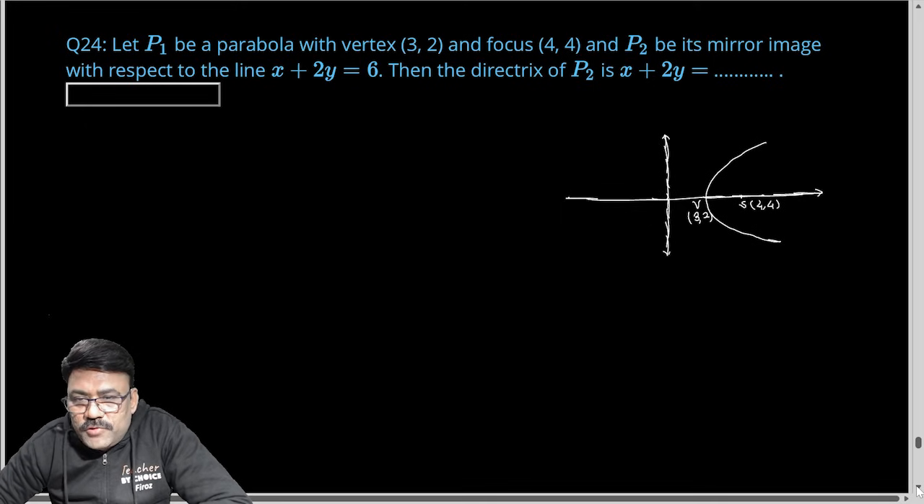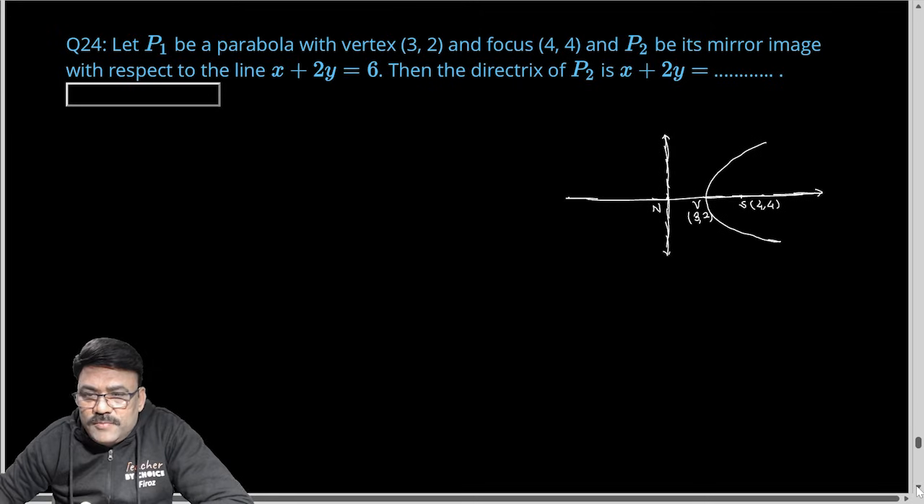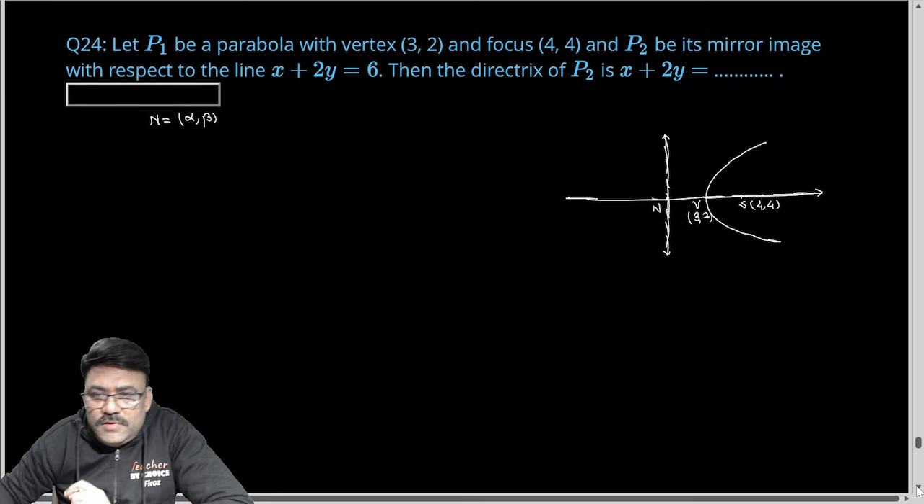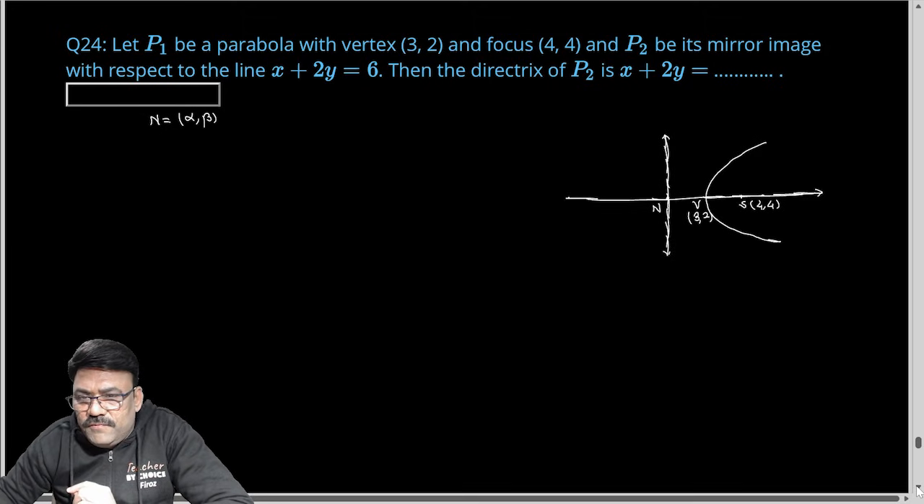So let's find this point first, the endpoint. Let's say the endpoint is alpha, beta. You can clearly see that Vs and Vn, that is, the vertex, will be equidistant from the focus and the directrix. So Vs and Vn are the same, meaning the vertex is the middle point of the segment.